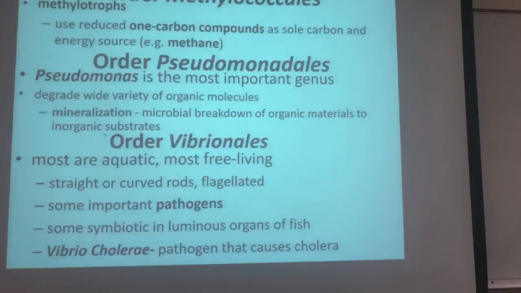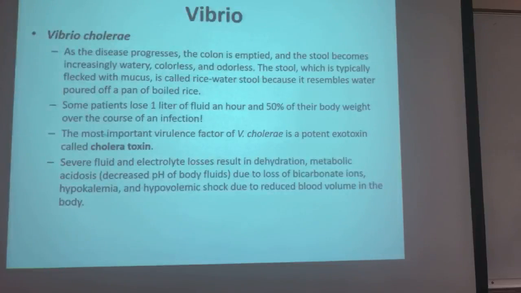What else? Gamma Proteobacteria. Oh yes, we talked about the methylotrophs. You should realize that these use methane and other reduced carbon compounds, so they can reduce greenhouse gas emissions by using those. Pseudomonads, we talked about how they're responsible for mineralization. Vibrionales, we talked about Vibrio cholerae. You should know that Vibrio cholerae is the causative agent of cholera, and that entails diarrhea.